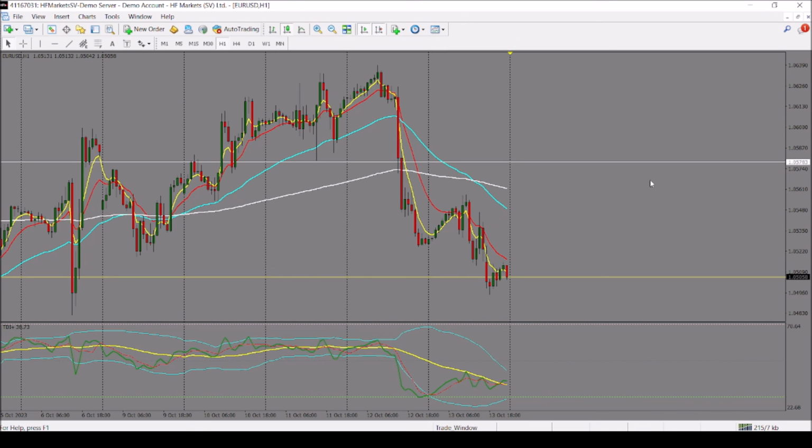So basically that is how we use the TDI to get market reversals. Do a lot of markups and a lot of backtesting, so that you can fully understand and comprehend this strategy.